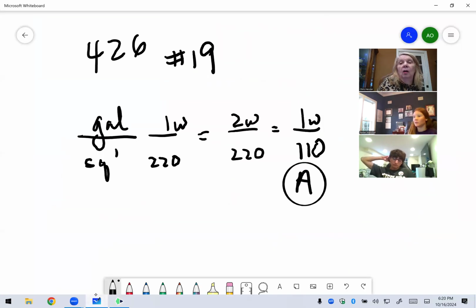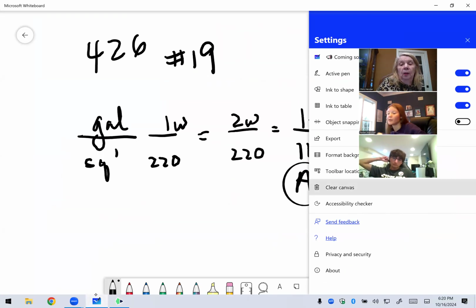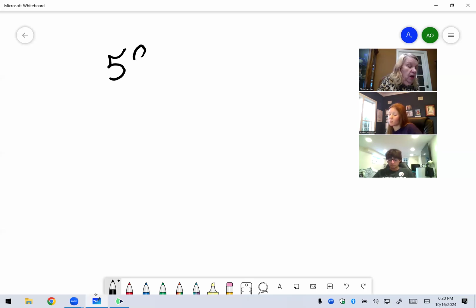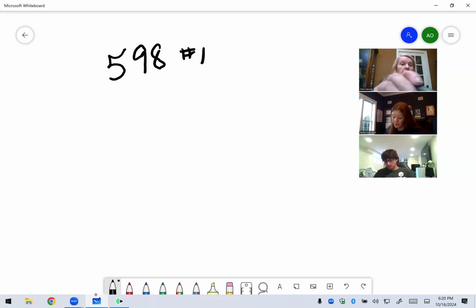So let's try a couple in the book. Like I said, the math isn't that hard tonight. So an easy one, 598, number 1. Oh, no, I think it's 578. Sorry. Can't read my own writing.